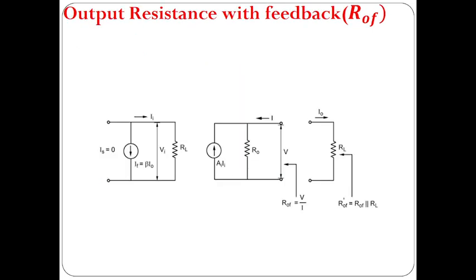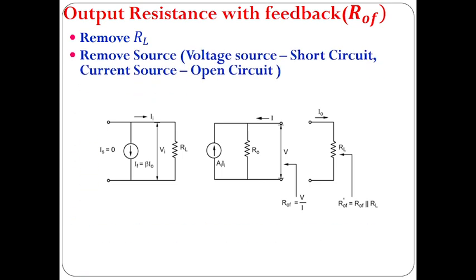The next thing is we are going to discuss how to find the output resistance with feedback. For finding the output resistance with feedback, we apply 3 steps. The first step is we remove the load resistance RL. So I have removed the load resistance RL. The second thing is we have to remove the source. If it is a voltage source, short circuit it. If it is a current source, open circuit it. Since I have a current source here, I have made it an open circuit. The third one is you connect a voltage source at the output. Here we have connected V at the output.